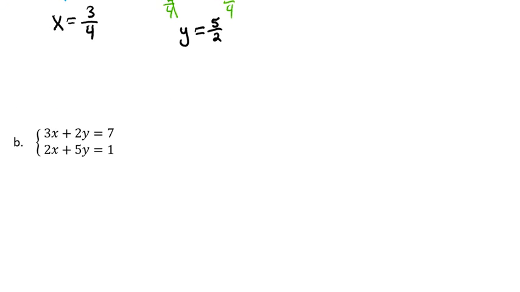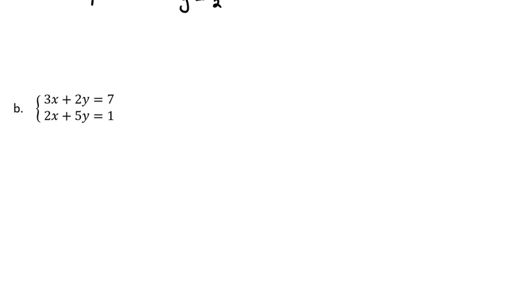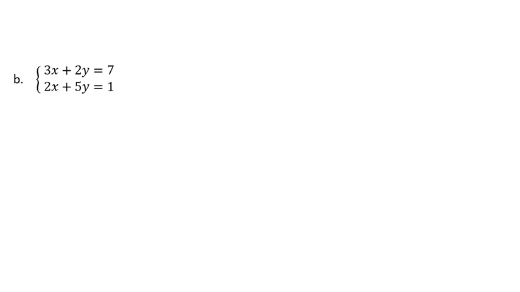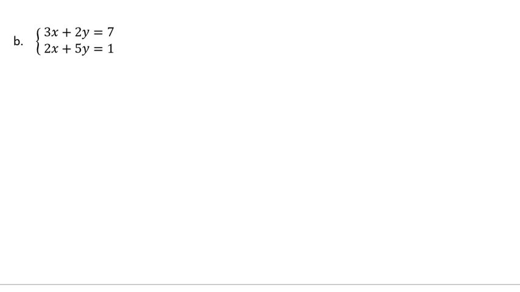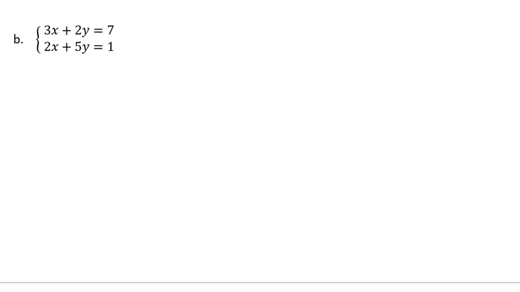So here we have 3x plus 2y equals 7, and 2x plus 5y equals 1. So notice that in this case, my x's don't match, and my y's also don't match. I'm going to have to do something here. In order for that to happen, I have to decide, do I want my x's to go away or do I want my y's to go away? I'm going to choose the x's just because they're first. In this case, it doesn't really matter. It'll be just as easy to do the x's or the y's.